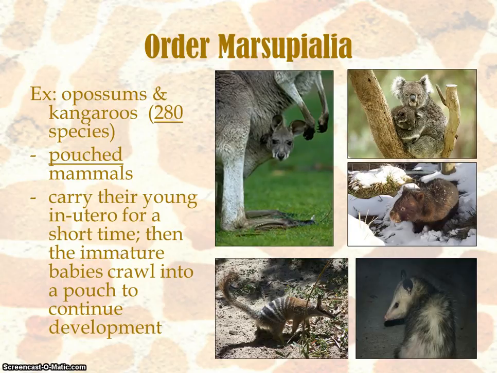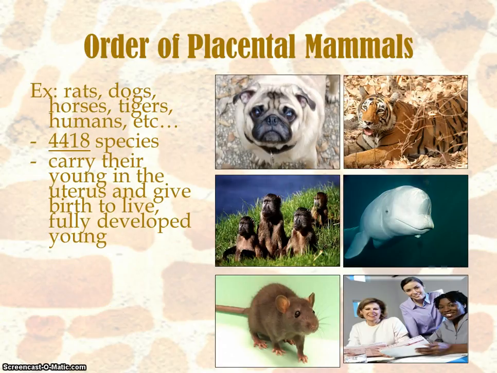Inside that pouch, there's a thin membrane that directly exposes blood flow to the young. Okay, it produces warmth. It allows for continued development, like I mentioned, of their young.